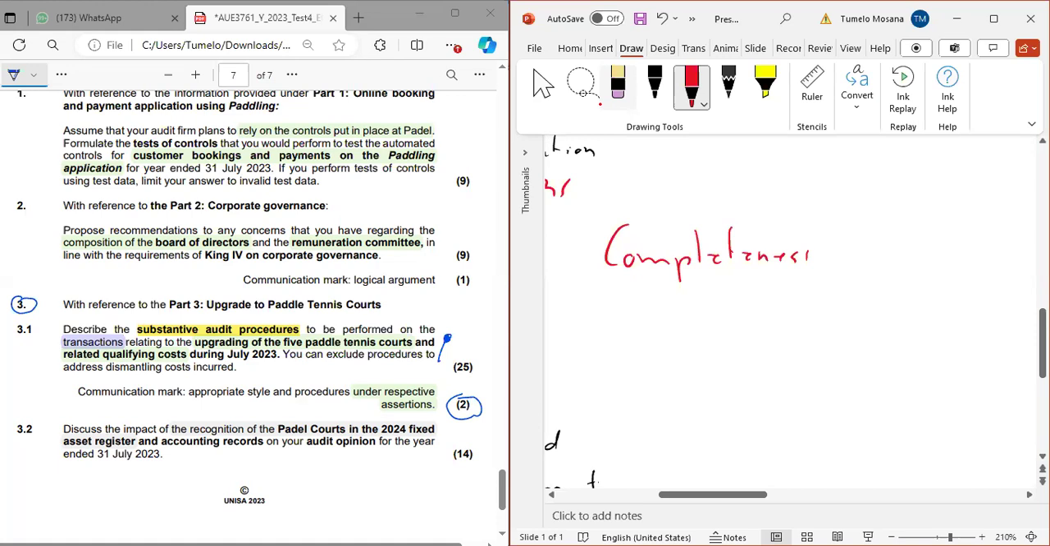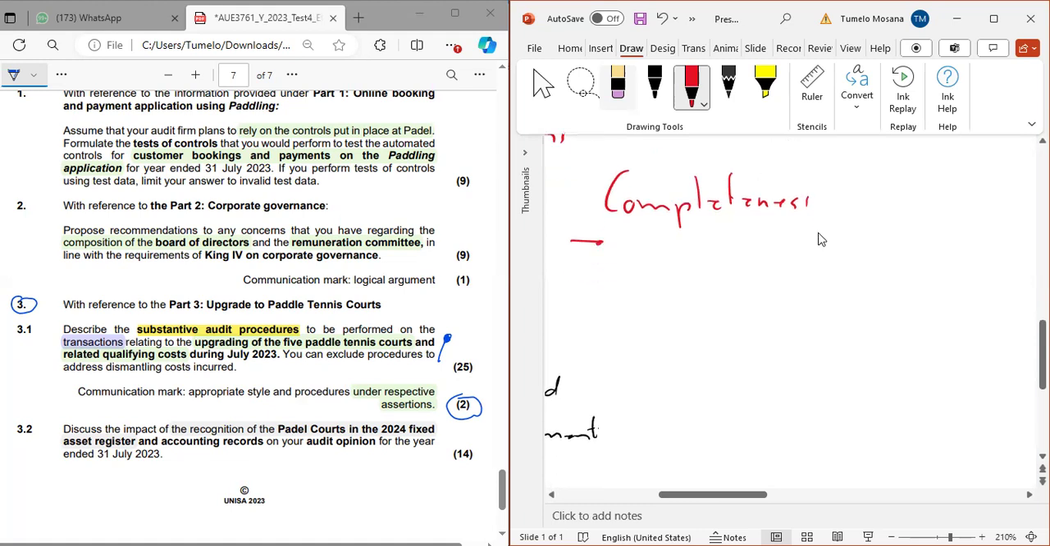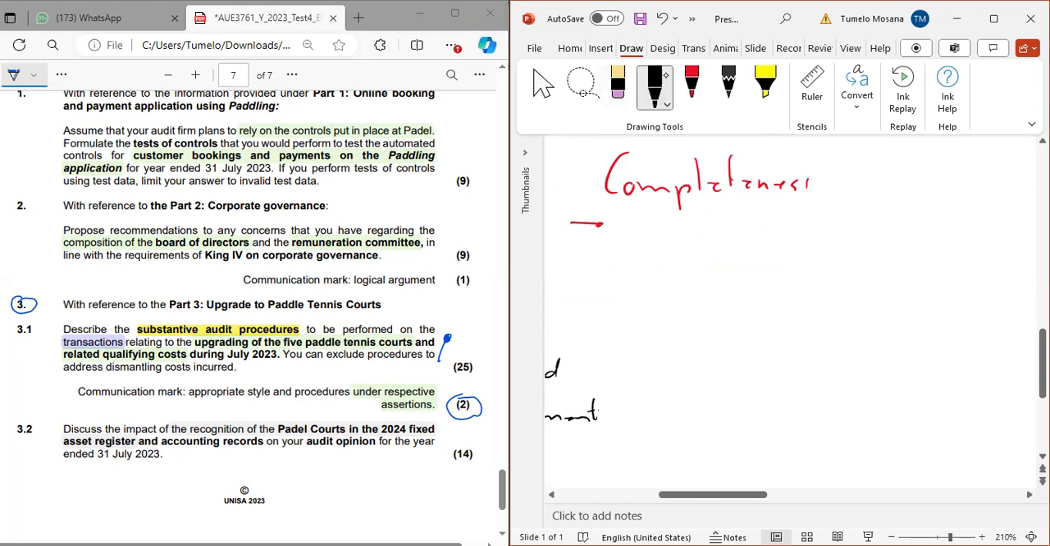So yeah, I'm just giving you guys a broad overview. Nothing hectic. Basically, you are just checking whether everything has been done correctly, I mean, whether all assets have been recorded, essentially.